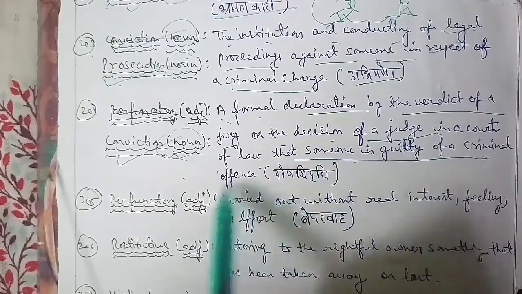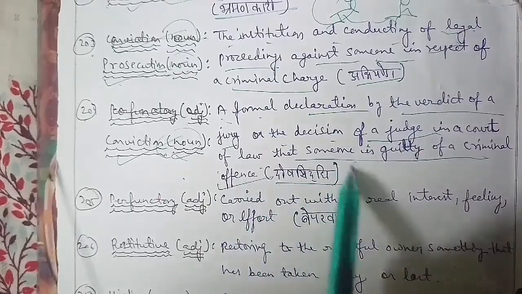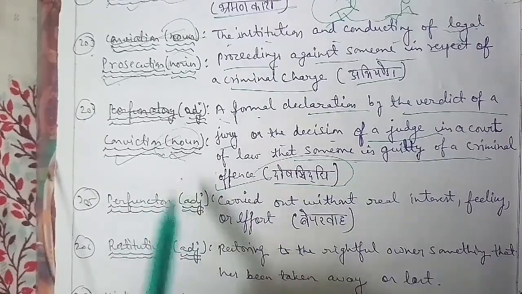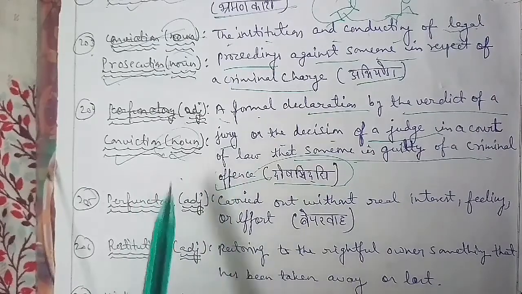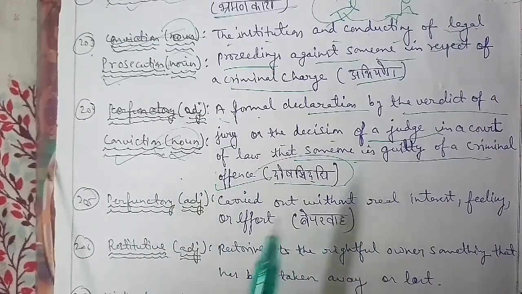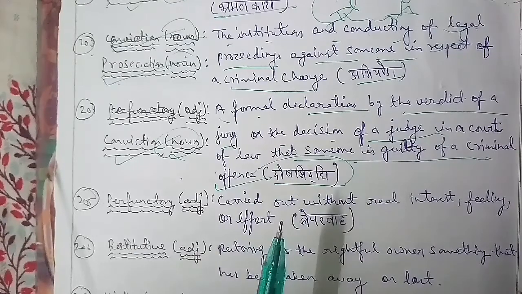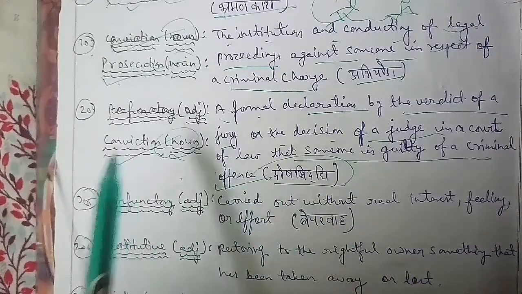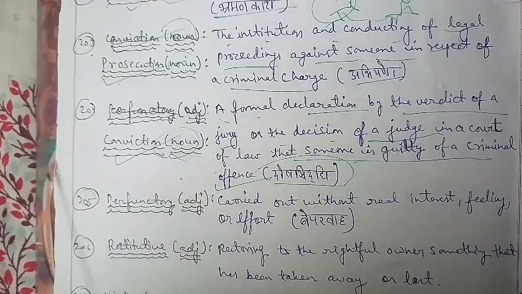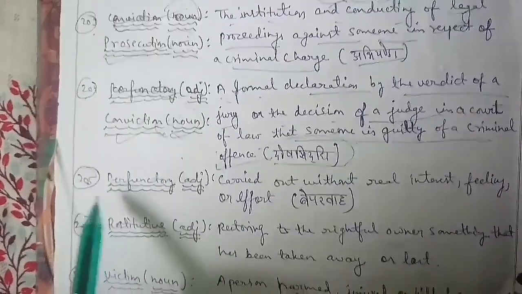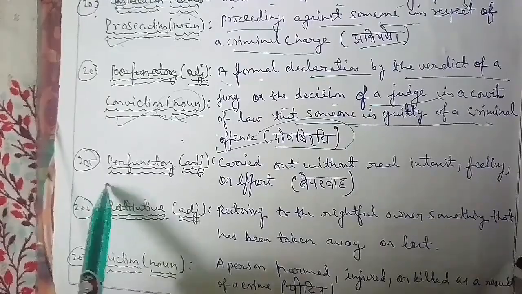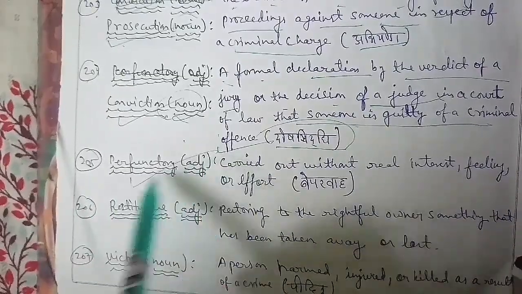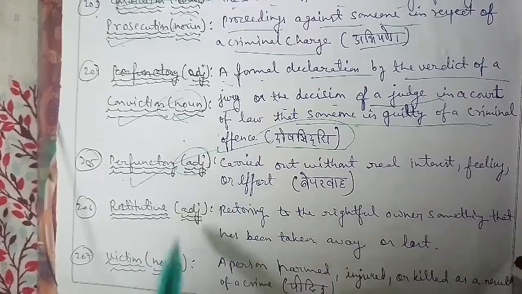Now moving on to the next word, we have the 205th word, and that is perfunctory. Perfunctory is a word used as an adjective, and the meaning of perfunctory is carried out without real interest. When you are carrying out something without real interest, feeling and effort, in Hindi बेपरवाह होना, you are not sincere about something, you are not doing it by heart, or with real interest, feeling, or effort, then you can use the word perfunctory.